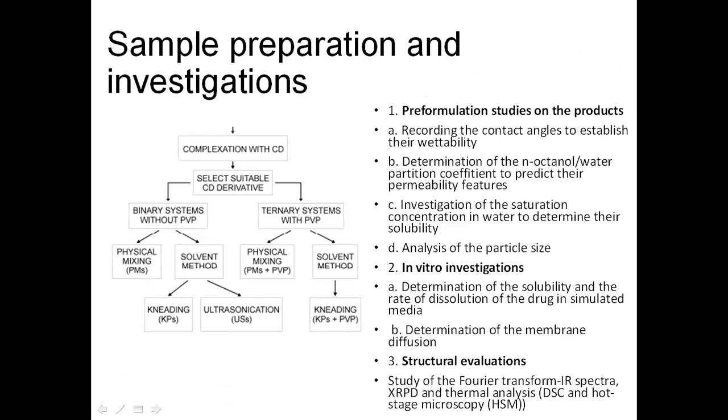Cyclodextrin binary and ternary complexes were prepared using niflumic acid and hydroxypropyl beta cyclodextrin, and in ternary complexes we used polyvinylpyrrolidone. The products were prepared in 4 different mole ratios: 2:1, 1:1, 1:2, and 1:3. We prepared, of course, physical mixtures as reference samples.